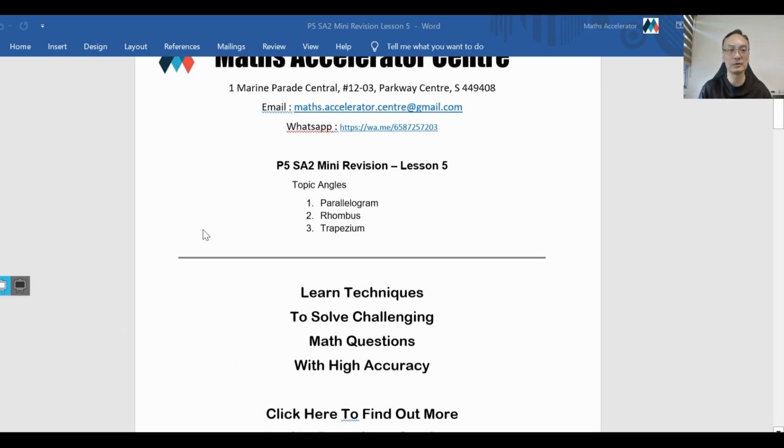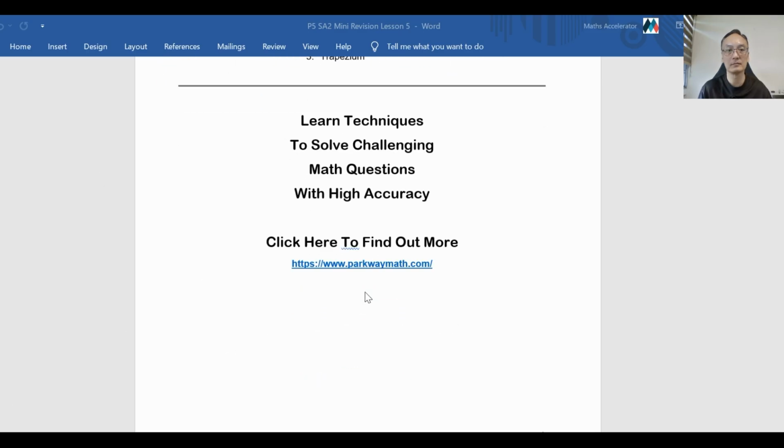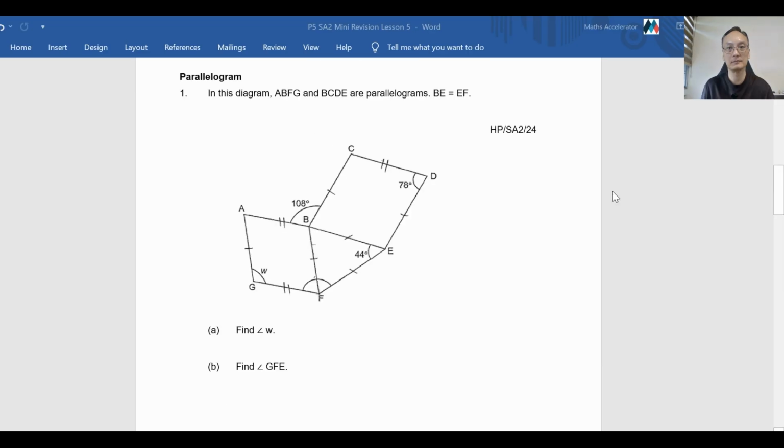Okay, let's get to the first question. This is question 1 on parallelogram. In this diagram, ABFG and BCDE are parallelograms and BE is equal to EF. Part A, we need to find angle W, and part B, we need to find angle GFE.